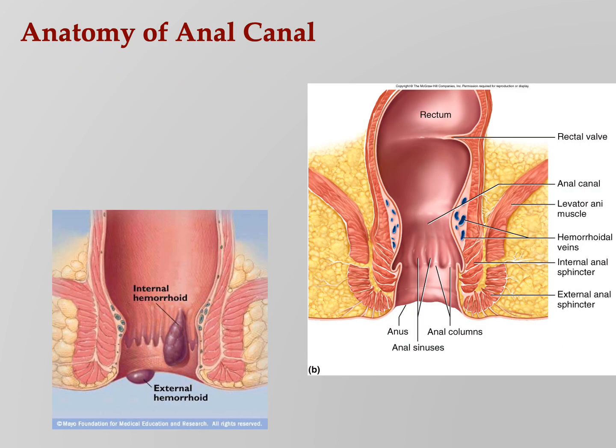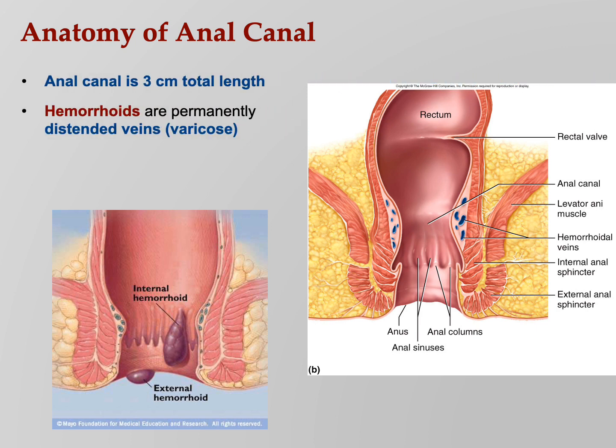So finally, the anal canal will last 2 to 3 centimeters. They say 2 to 3. Hemorrhoids, remember, permanently distended veins, varicose veins that are either inside the rectum or on the anus, internal or external. Remember, hemorrhoids in your butt, asteroids in outer space. Don't mix those up.